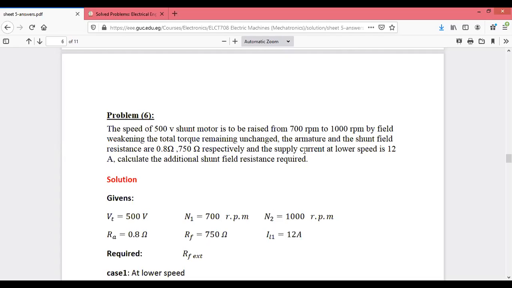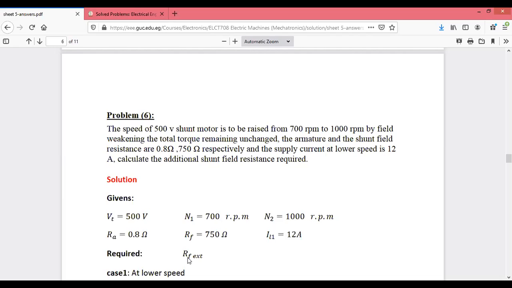Respectively, they have given the supply current at lower speed. They have given that current at lower speed, you are taking IL lower, which will be 12 ampere. Calculate the additional shunt field resistance. So you are supposed to find the value for the RF. That will be the field resistance.